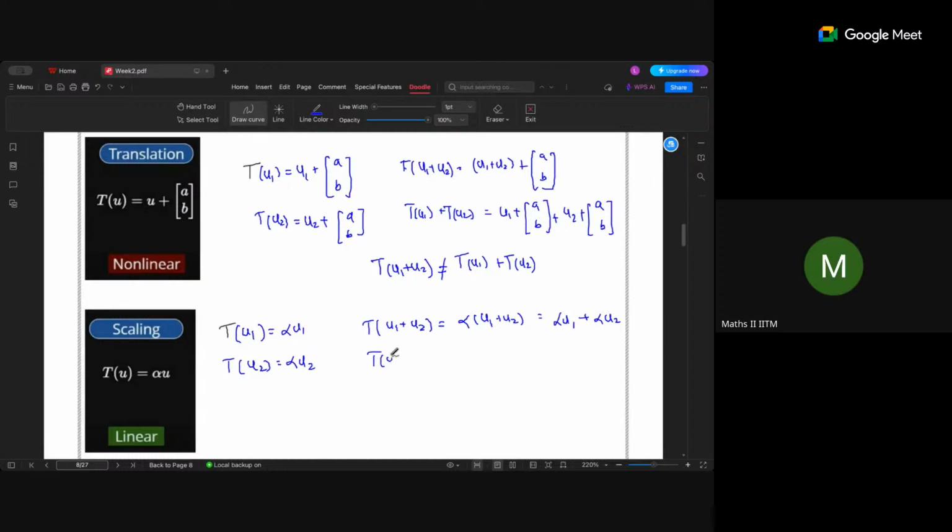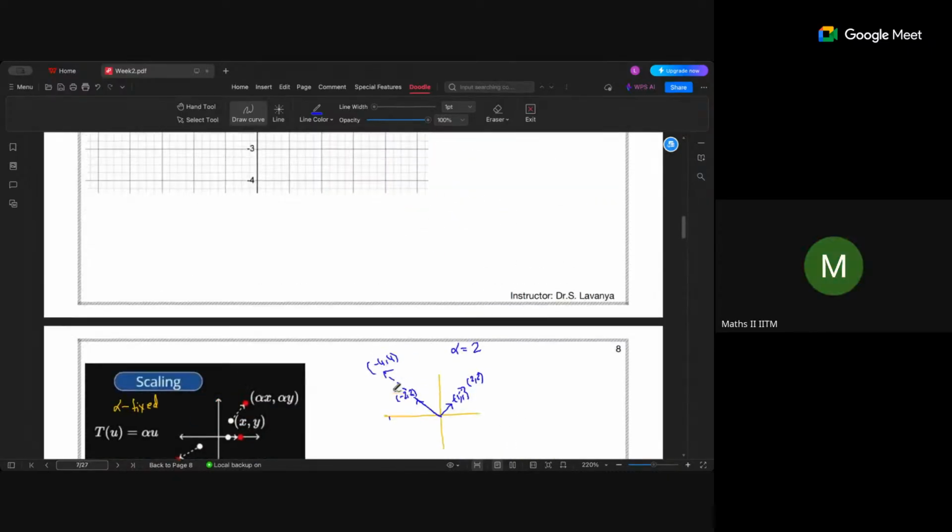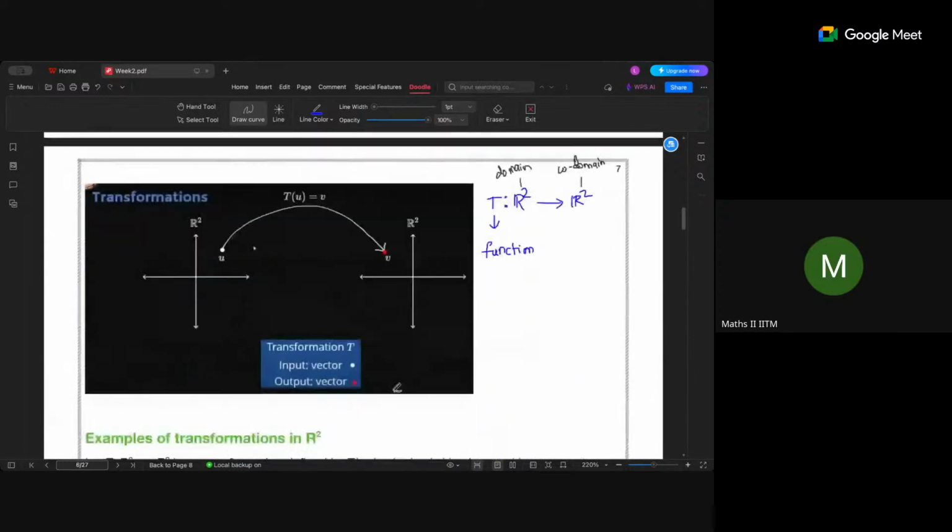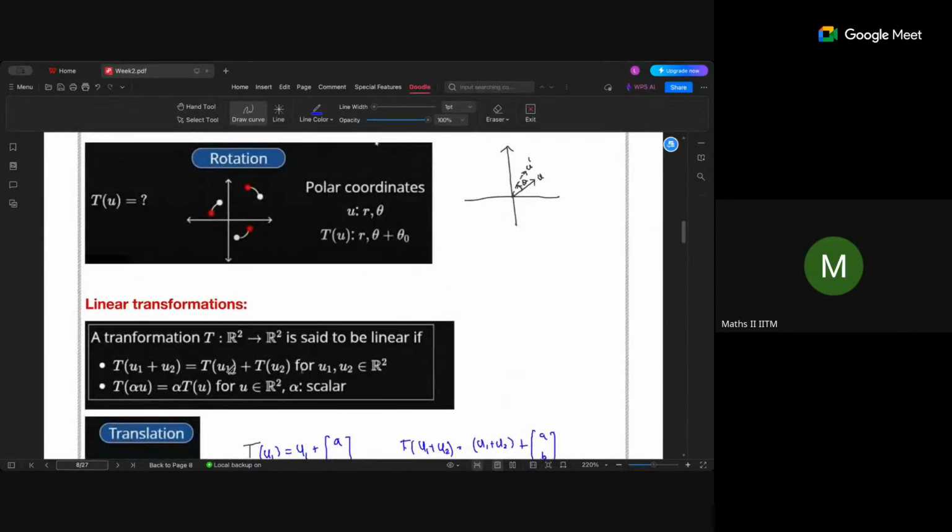And then you have T of u1 plus T of u2. What are T of u1 and T of u2? Alpha u1 plus alpha u2. Are they the same? Yes, they are the same. So can we say that T is linear? No. We need both the conditions to be satisfied for a linear transformation. How can you skip one condition? We need to check both.